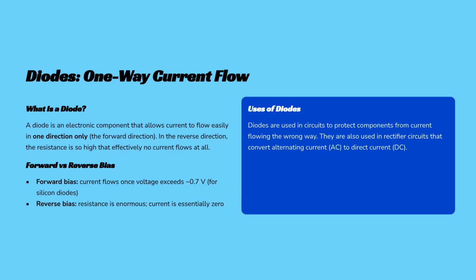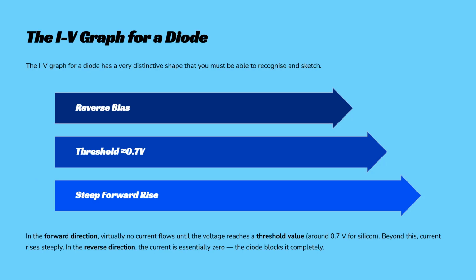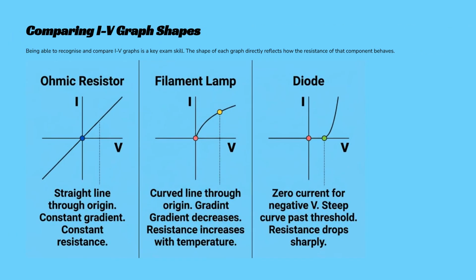Diodes only allow current to flow in one direction, known as the forward direction. In reverse bias, their resistance is so high that virtually no current flows. The IV graph for a diode shows a threshold voltage, around 0.7 volts for silicon, before current rises steeply. In reverse, the line stays near zero. Learning to distinguish these IV graph shapes is a vital exam skill. Each curve or line shape tells you specifically how that component's resistance behaves.